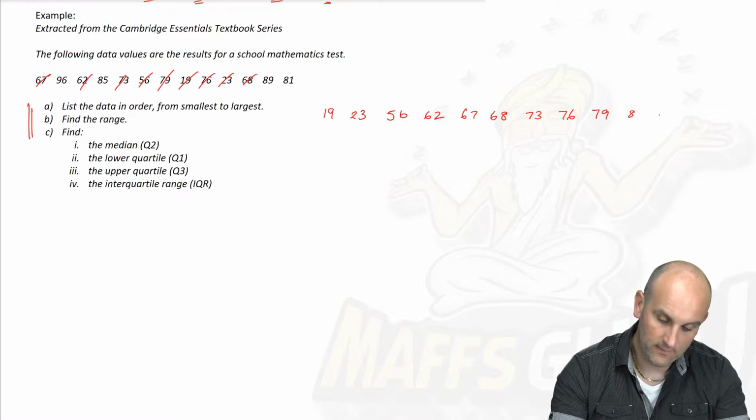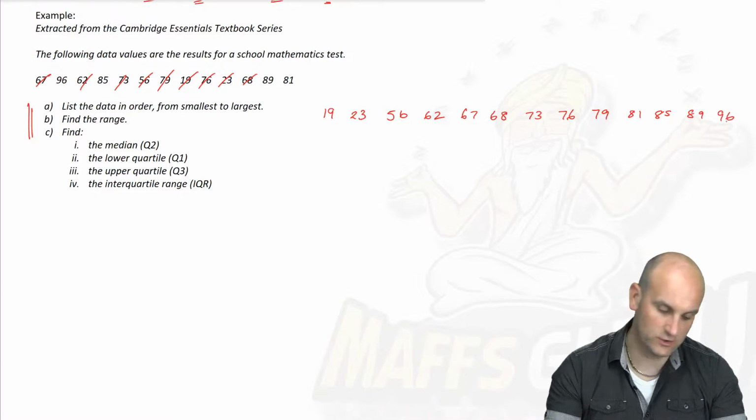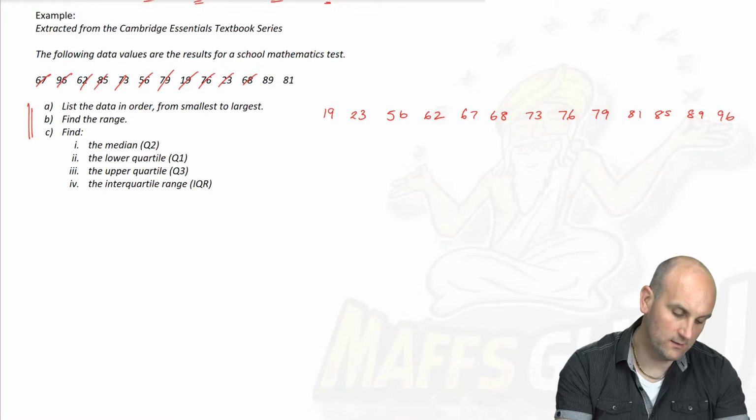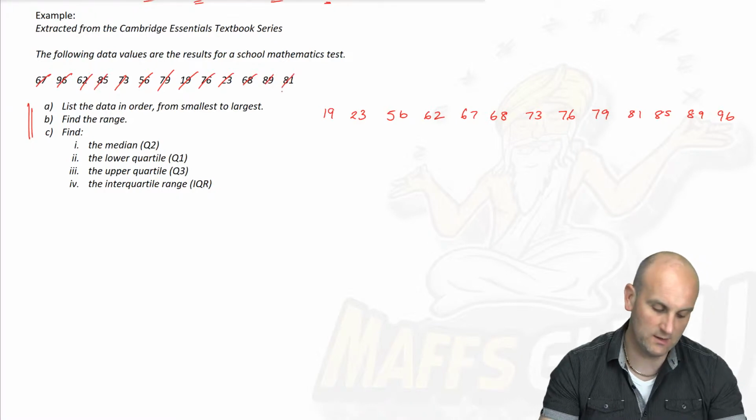79. Then what have we got? 81, 85, 89, and 96. Now, obviously, I could have done that slightly better with space, but we'll be able to do this. So part A is done.